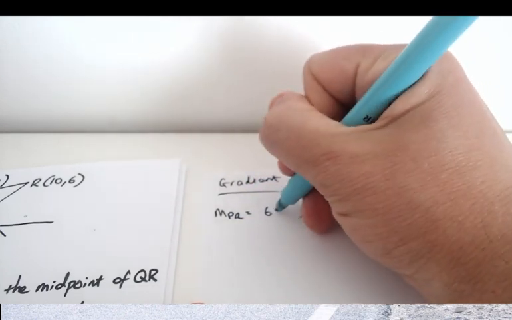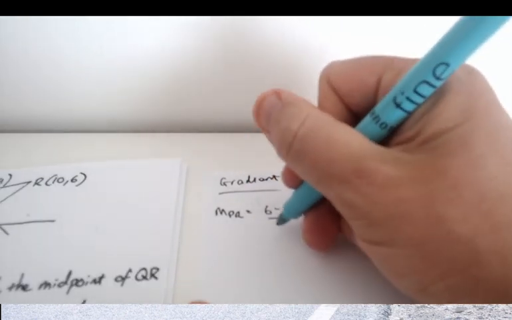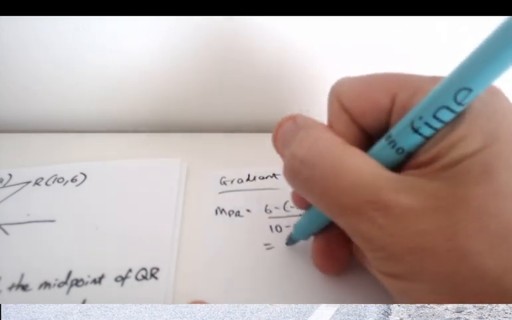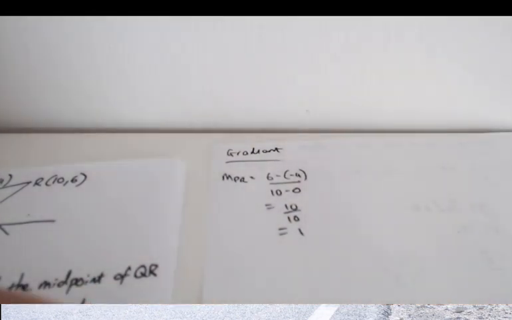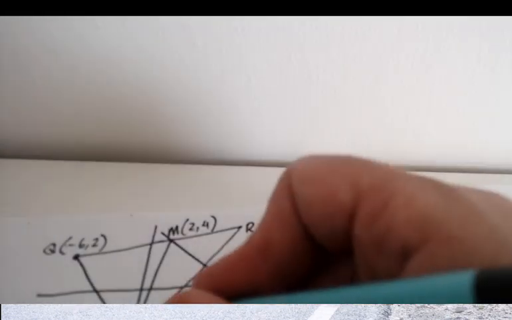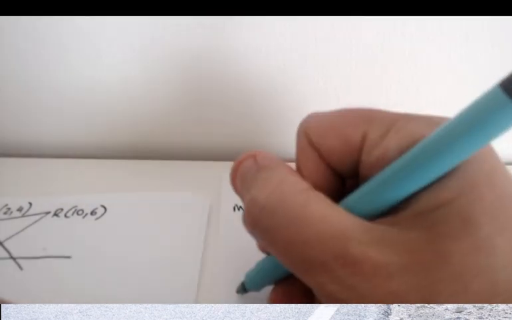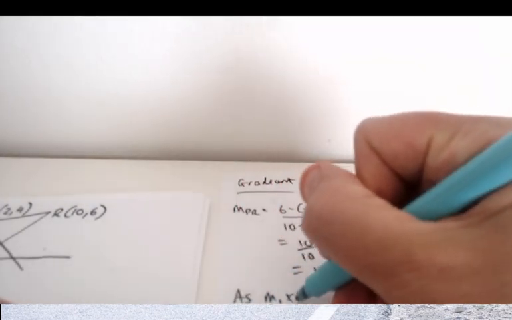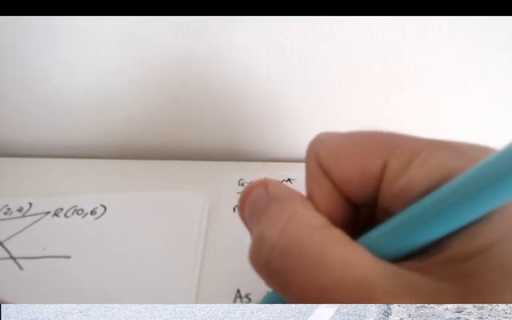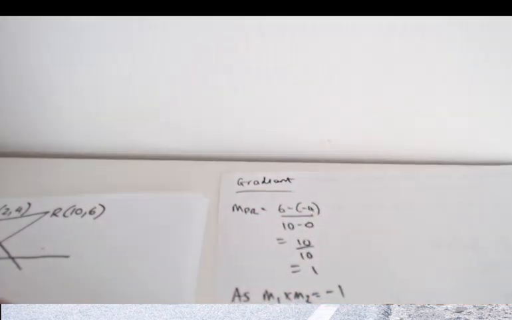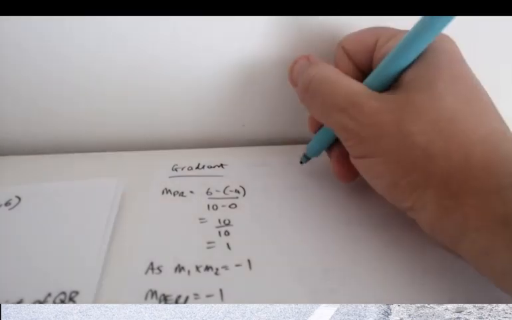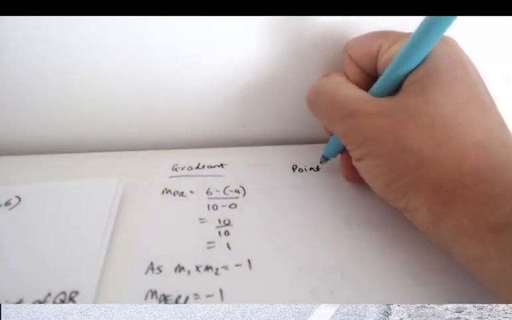Which will be 6 take away minus 4, 10 take away 0, which will give me 10 over 10, which is 1. That's not the gradient of our line. That's the gradient of that line. Our line's this one, so I need a perpendicular gradient. So my perpendicular gradient, turn it upside down, change the sign, would be minus 1. Well, the line goes through point M.